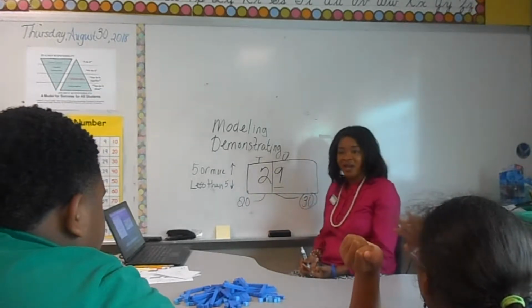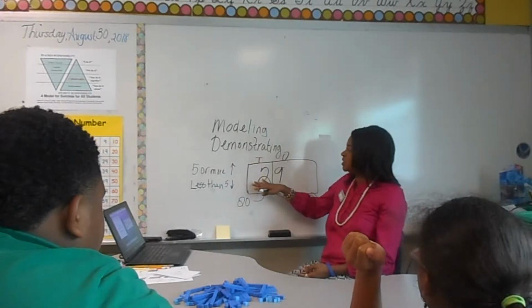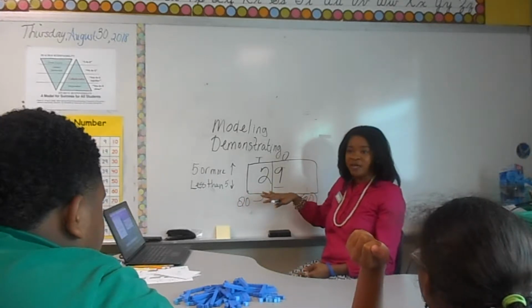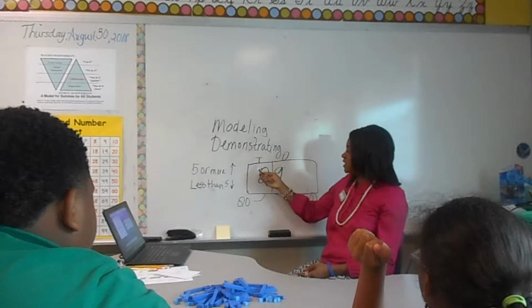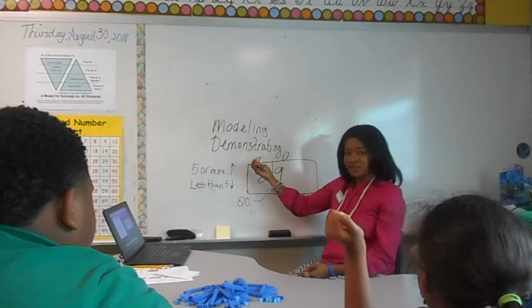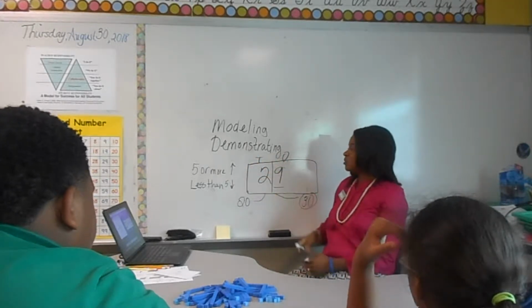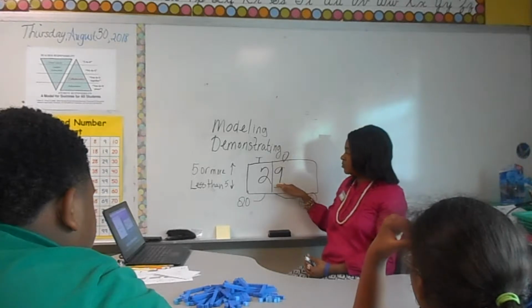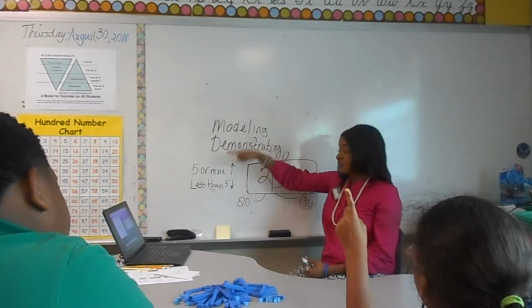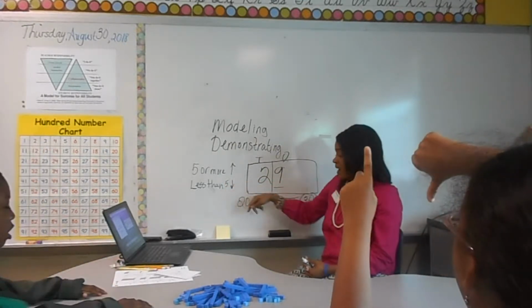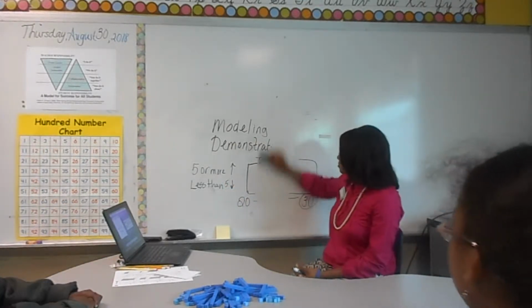So think about it. When we're doing place value, when we're doing modeling, when we're demonstrating, we've got to understand what the place value means. When we say place value, we're talking about what? The tens and the ones. When we talk about rounding, if it's more than 5, we round up. If it's less than 5, we round down. Very good. So let's do one more.